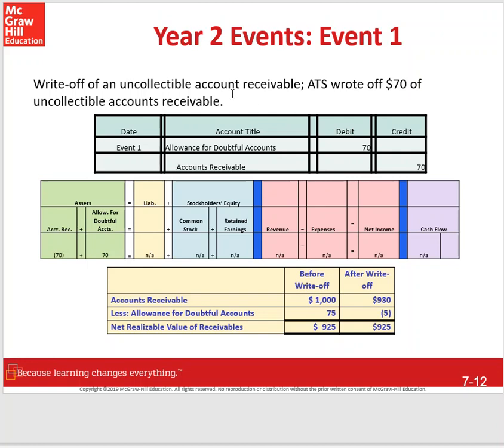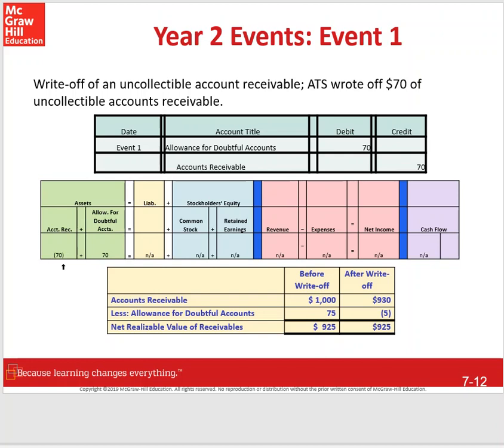It's not happening. So either way, ATS determined that this $70 is not going to be paid. So at this point in time, they have specific information about a specific dollar amount and a specific customer who says they're not going to pay. And therefore, we're going to do a write-off. So what we're doing here, we're debiting allowance for doubtful accounts. We're using up some of that allowance. Remember it carries a normal credit balance. And now we're using up some of that credit balance. So we're debiting allowance, and then we're crediting accounts receivable, bringing accounts receivable down.